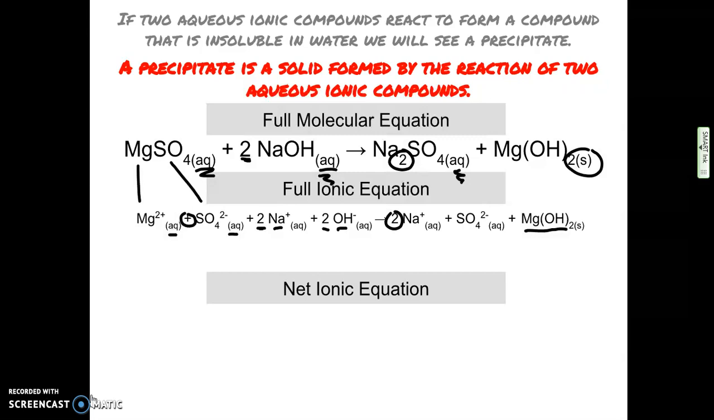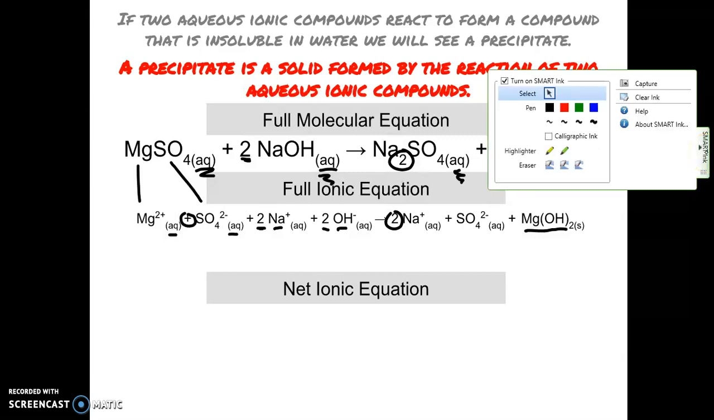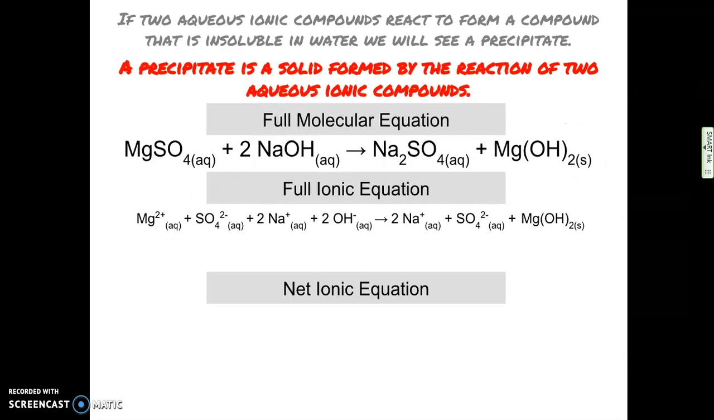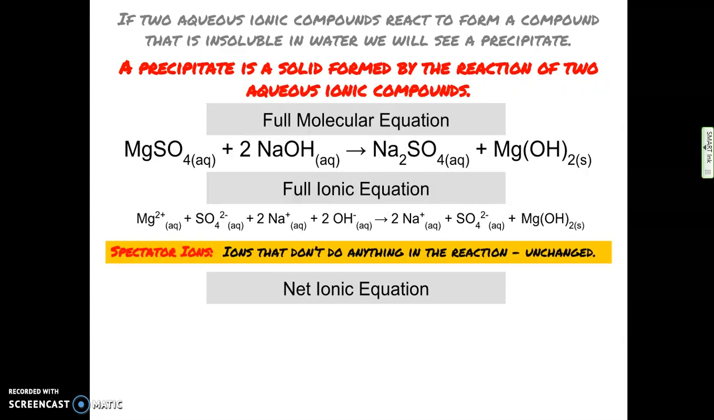Okay, so then what we do when we write the net ionic reaction is we go through here. Let me clear the ink off of this page. Actually, I don't see my button right now. Oh, there it is. Clear ink. So what we're going to do now is look at this reaction, the full ionic reaction, and remove what are called spectator ions. Spectator ions are ions that don't do anything in the reaction. They are unchanged. They look the same on the left side of the reaction as they do on the right.